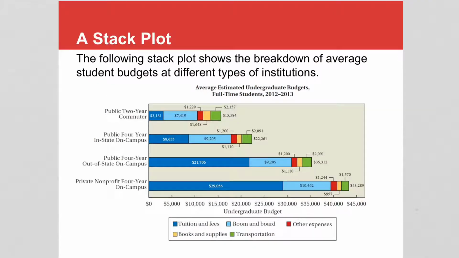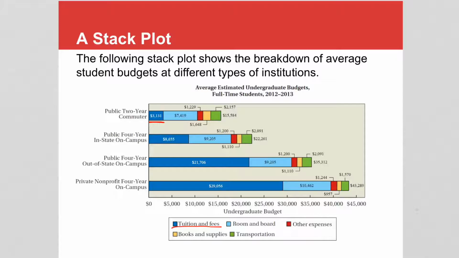So here's a stack plot. Stack plots can be a little bit hard to read. So here's what this is saying. If we look at this first bar, okay, it says average estimated undergraduate budgets for full-time students. So this is saying that a full-time student in a community college, 2-year commuter, will have these expenses. A little over 3,000 of their expenses will be tuition and fees. You can see the blue down here.